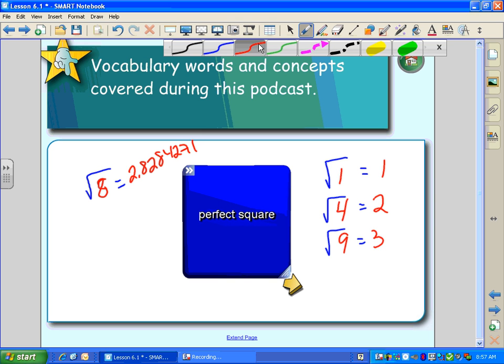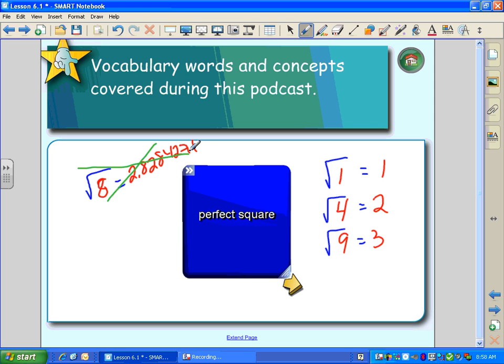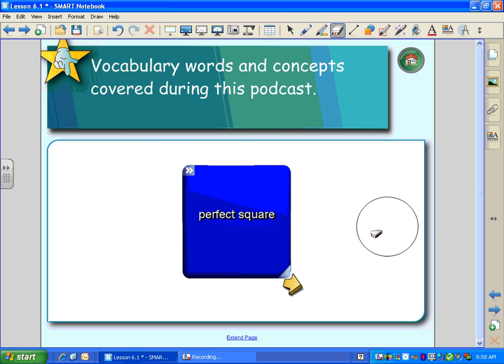What a mess. So we say that 8 is not a perfect square because we have a decimal. Perfect squares do not have a decimal. All right, get rid of this gobbledygook, and let's roll to our next vocabulary word.